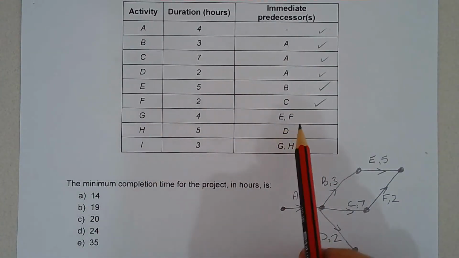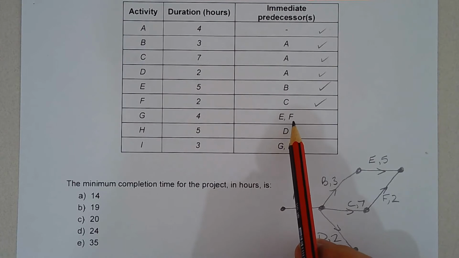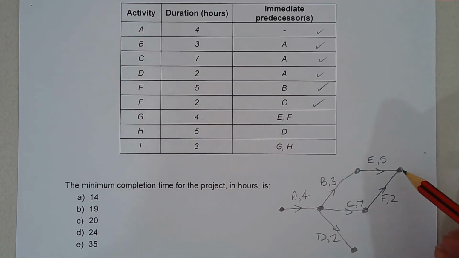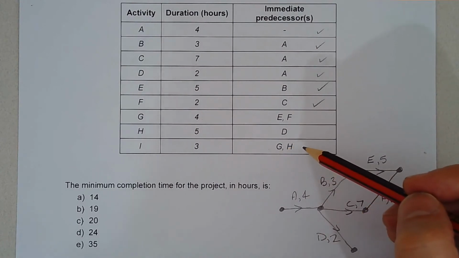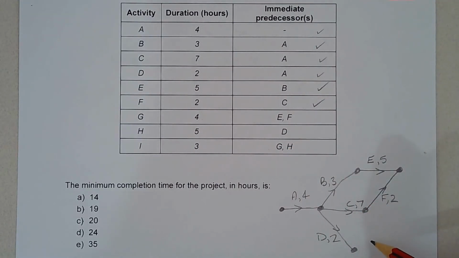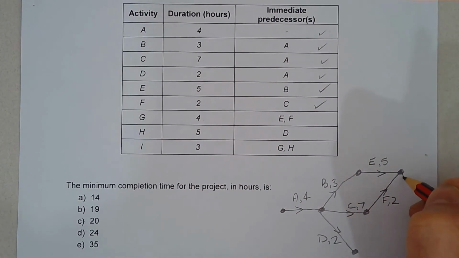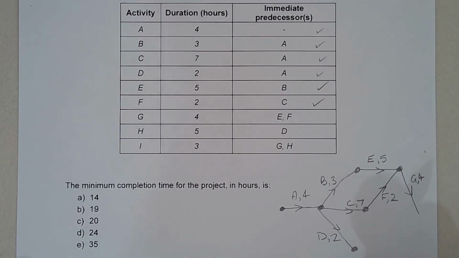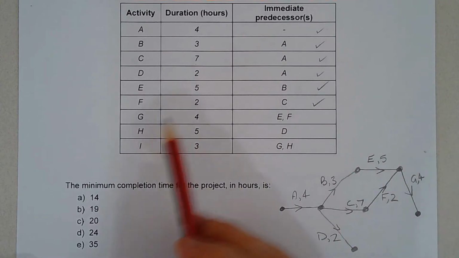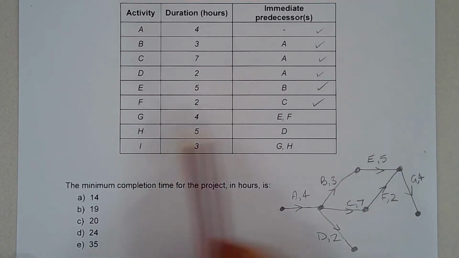Now G depends on E and F, and that takes 4 hours, so we draw G from E and F. But notice later that G and H have to come together, and H is also drawn from D. So what we could do is draw G down this way. Okay, and G is 4 hours, so that's drawn from E and F. And from activity D, yep, so we've done this one here.